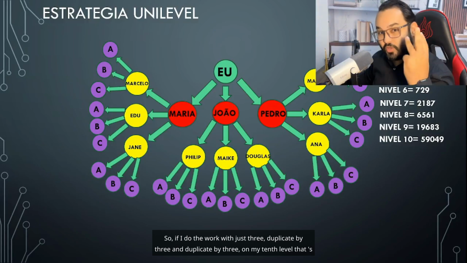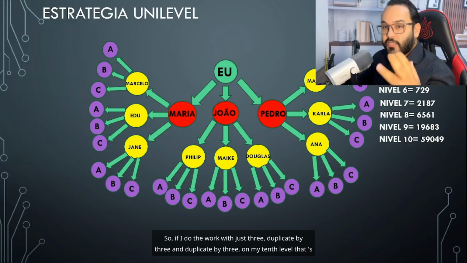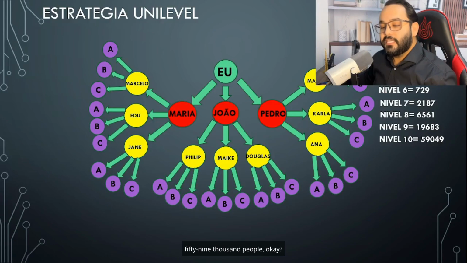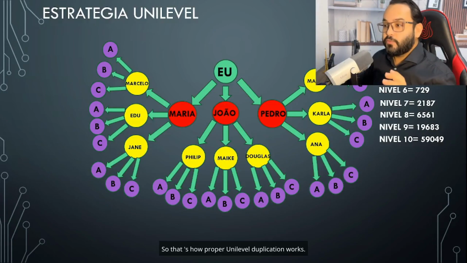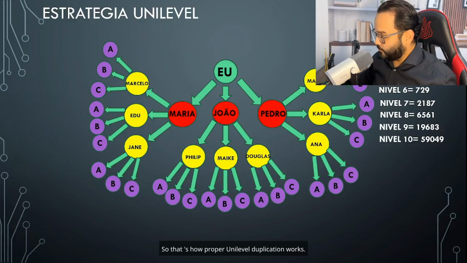So, if I do the work with just 3, duplicate by 3, and duplicate by 3, on my 10th level, that's 59,000 people, okay? So that's how proper Unilevel duplication works.